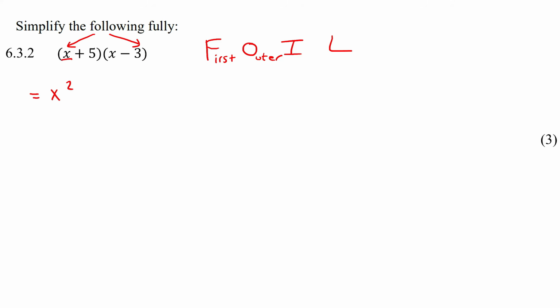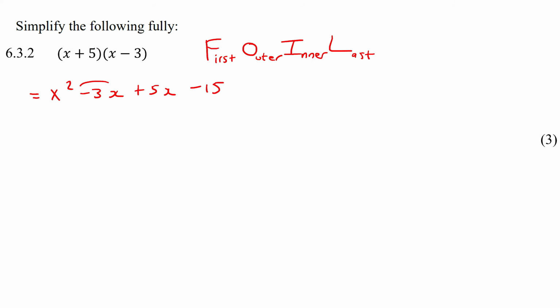So if you multiply x with minus 3, you get minus 3x. Now we're going to go to the inside, or the inner. So that's going to be the inside one. It's those two. That's just going to give you 5x. And then the last one is L, which stands for last. So it's the last one in this bracket and the last one in that bracket. That'll give you negative 15.